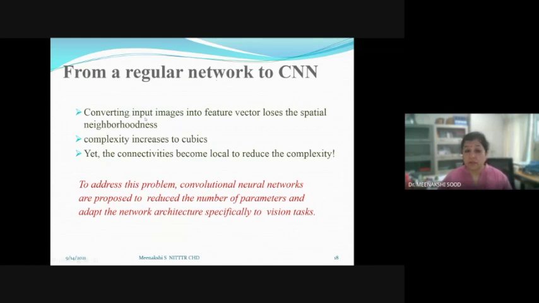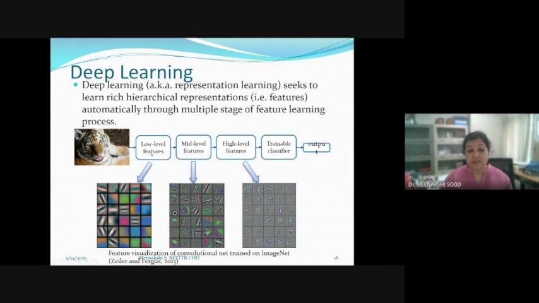Converting the input images into feature vectors loses the spatial neighborhood, first of all. If I am converting this into a vector, the eye is a feature, but what is the position of the eye, that loses its relevance. Are you getting my point? This portion may be one feature, but whether it is located here or here or here, it can be. So the main thing is that the locational information is lost because of the conversion from two dimensions. It can be here also, it can be here also.